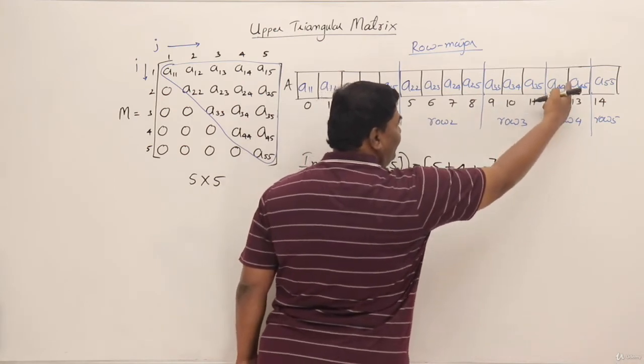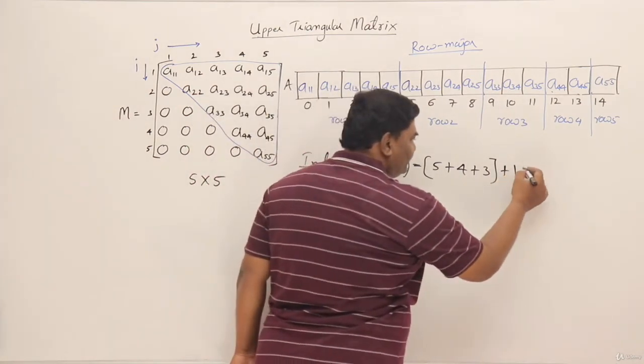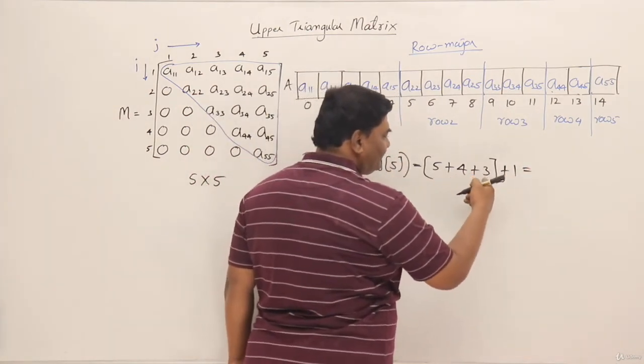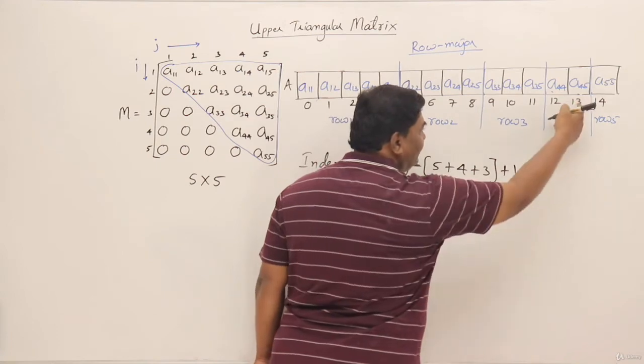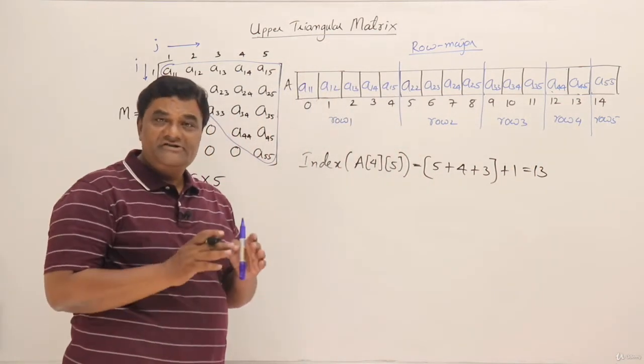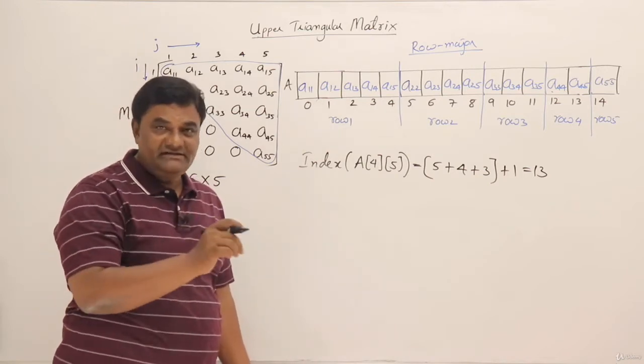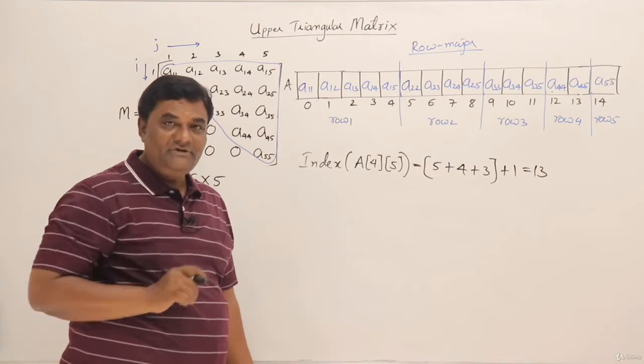Then how much should I move ahead to reach this 4 comma 5? Just one element. Then the total is 4 plus 5, 9, 9 plus 3, 12, then 13. Yes, the index is 13, so I am getting the index. This looks similar to the column major formula of the lower triangular matrix. If you have not seen that video, go back and see it. I'll directly use that formula here.